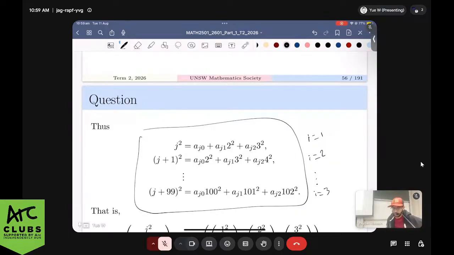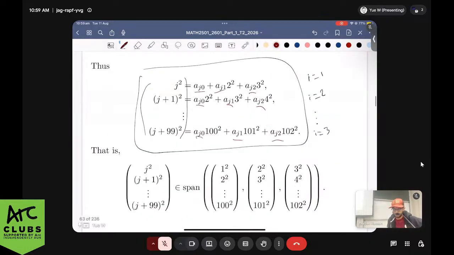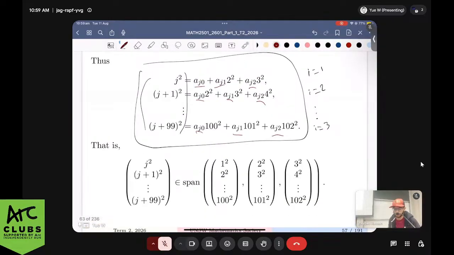But now notice, can we write the column, which is just all the entries of this, as a combination of some vectors? Well, notice that these scalars are all the same. They only depend on j, they don't depend on i. So you can technically make 3 vectors out of this. You get these vectors: 1 squared, 2 squared, up to 100 squared, and then these other 2. And this proves that j squared all the way up to (j + 99) squared, which is an arbitrary column of the matrix, is in the span of these 3 constant vectors. These don't depend on j or i or anything, they're just normal vectors.